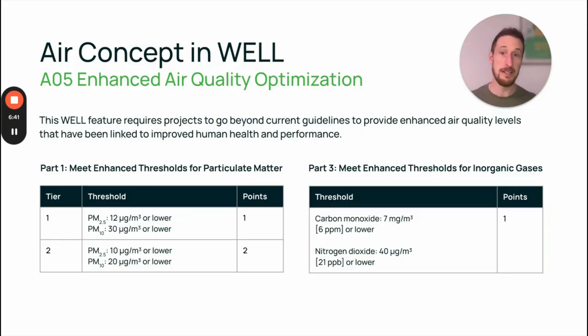A05, enhanced air quality, is basically extra points for going above and beyond the minimum air quality requirements that are in feature A01, right? So you can earn 3 points for this feature using continuous monitoring by meeting these enhanced thresholds. So if you go above and beyond with lower levels of particulate matter or inorganic gases, then you can get extra points. And all of this can be done using continuous monitors.